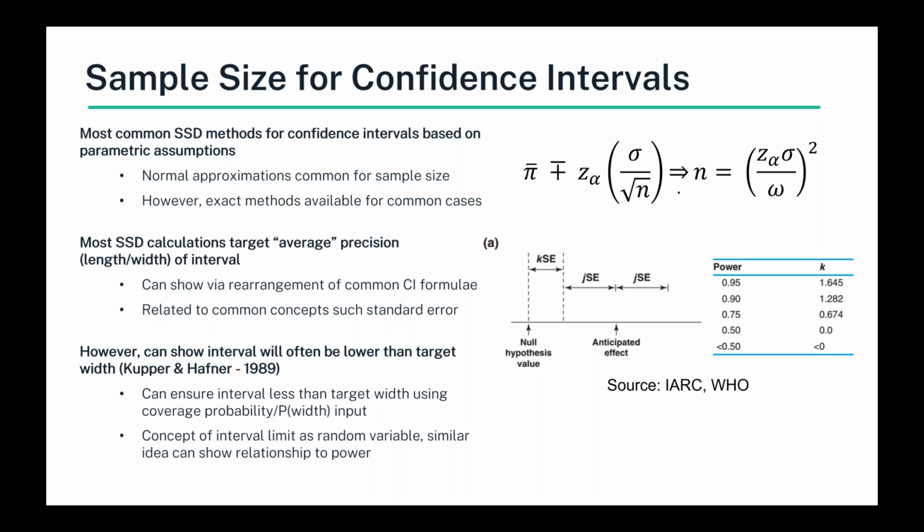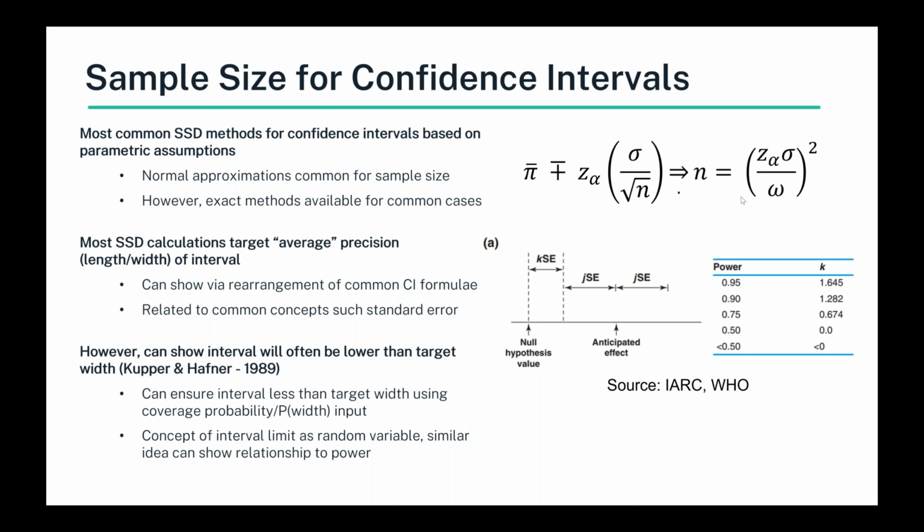And in this case, the confidence interval is symmetric, so omega is equal to half of the confidence interval width. Similar normal approximations like this one exist for endpoints such as proportions or survival, and these are still the most commonly used formulas. But it is worth noting that exact methods are also available for many common cases.